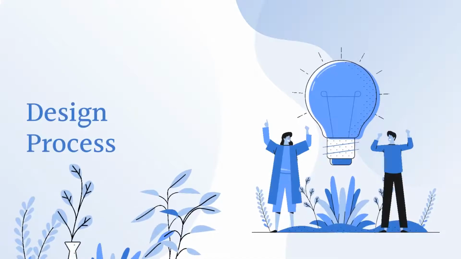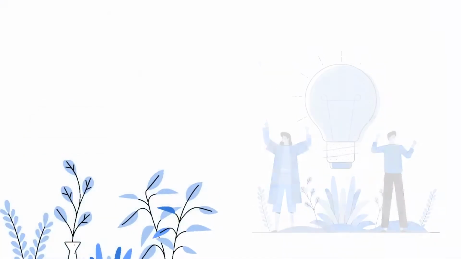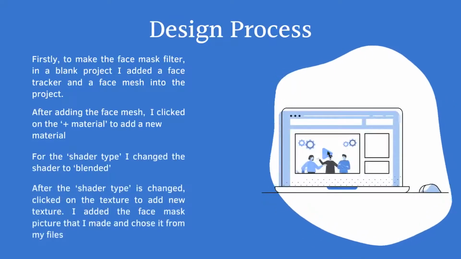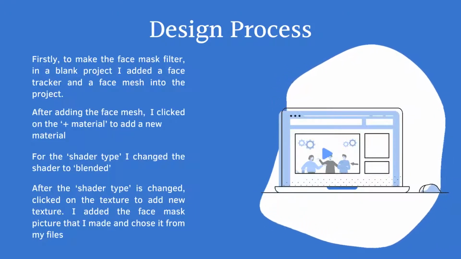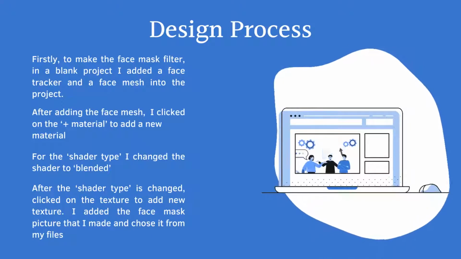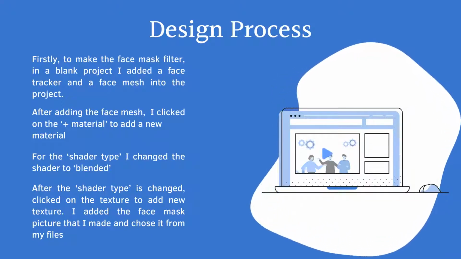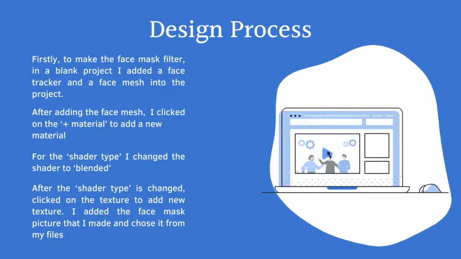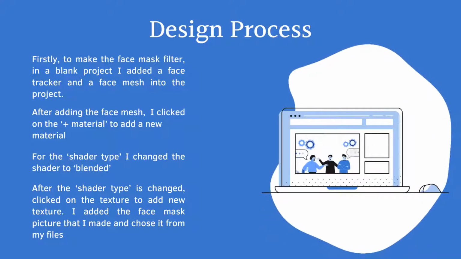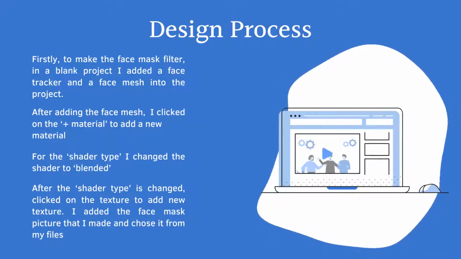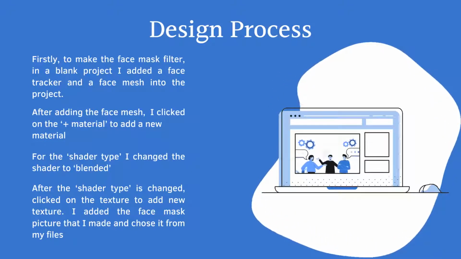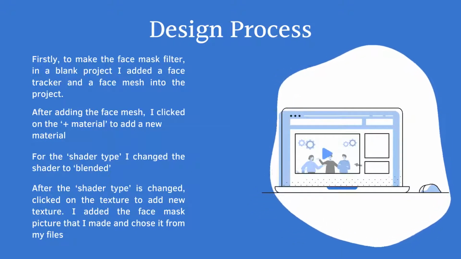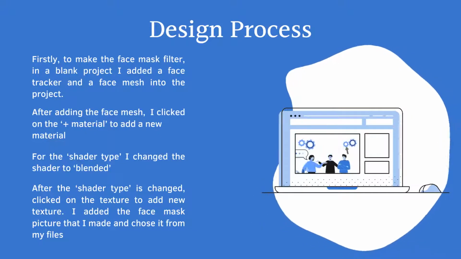Moving on to the design process of the face filter. Firstly, to make the face mask filter in a blank project, I added a face tracker and a face mesh into the project. After adding the face mesh, I click on the plus material to add a new material. For the shader type, I change the shader to blended. After the shader type is changed, I click on the texture to add a new texture. I added the face mask picture that I made and chose it from my files.